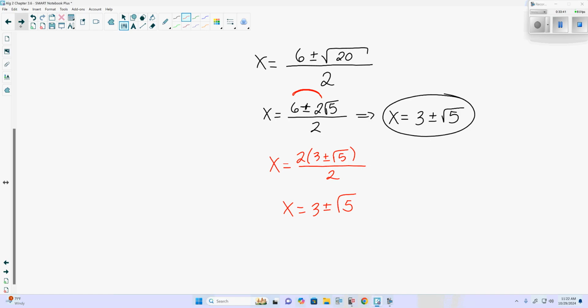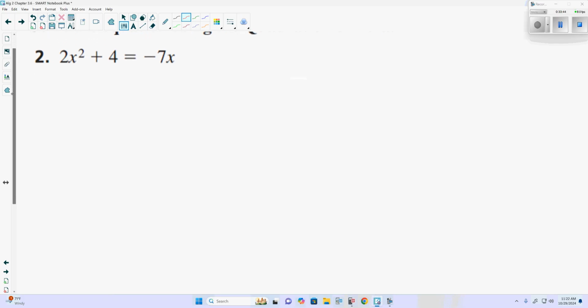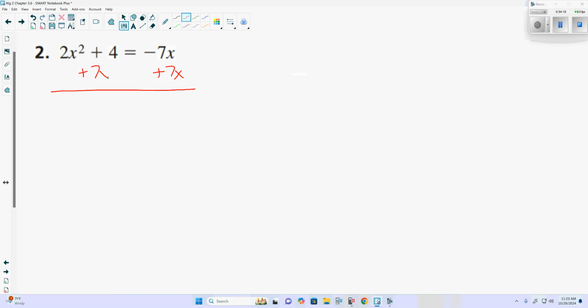All right, we're going to look at one last one today, and then we will finish these up tomorrow. So the last one we have on the first page is 2x squared plus 4 equals negative 7. And again, the first thing we need to do before we can start solving this is getting it equal to 0. Well, this time, we're going to have to add 7x to both sides. Because when we add 7x to both sides, we get 2x squared plus 7x plus 4 is equal to 0.